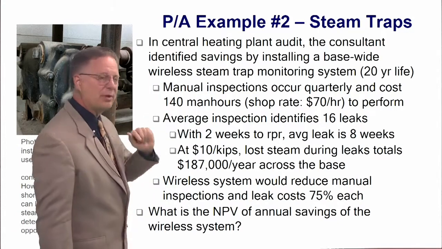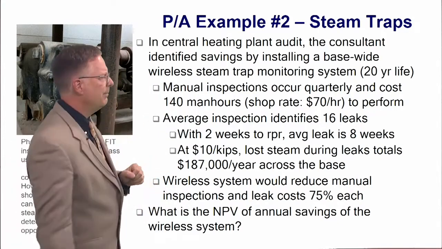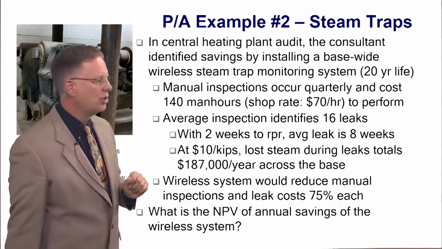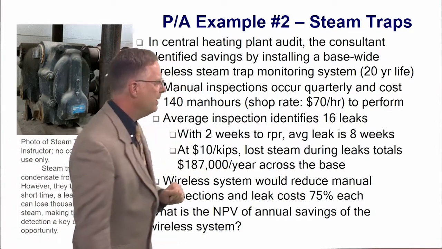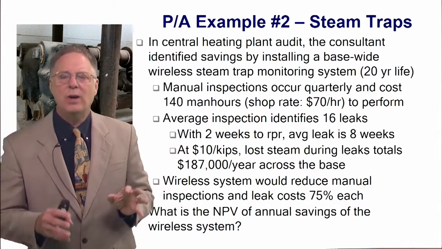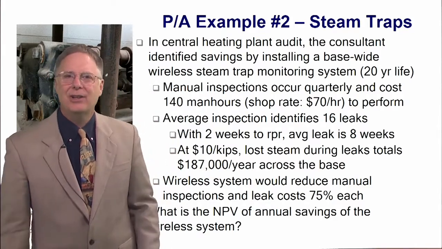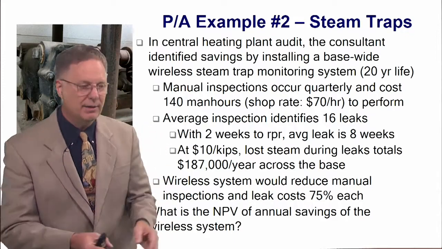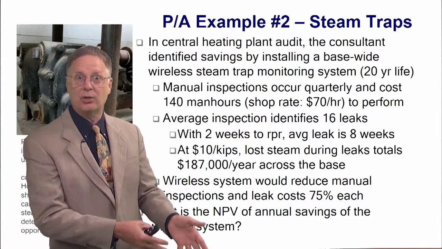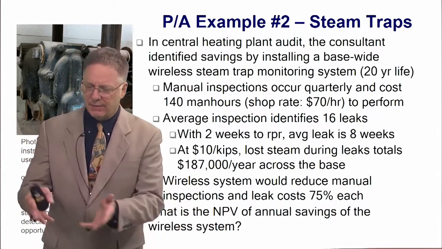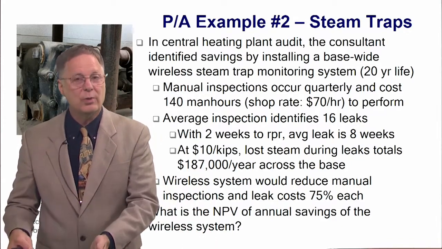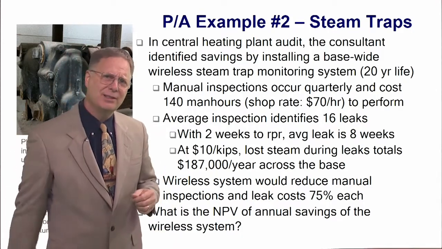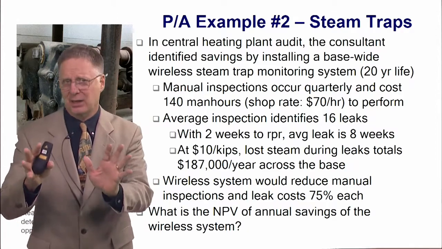So the manual inspections occur quarterly, we mentioned that, and each one costs 140 man-hours, and there's a shop rate of $70 an hour. Now, you might say, Tom, why didn't you just give me the cost? And the answer is that in the real world, they don't just automatically give you the cost. You've got to go out and find it. You've got to find out how many man-hours, and that's going to be in your maintenance records. And you've got to figure out what your shop rate is, and that's going over to the resources people. They'll tell you what your shop rates are, and you've got to start doing some of this development yourself. So I'm kind of modeling that, okay?